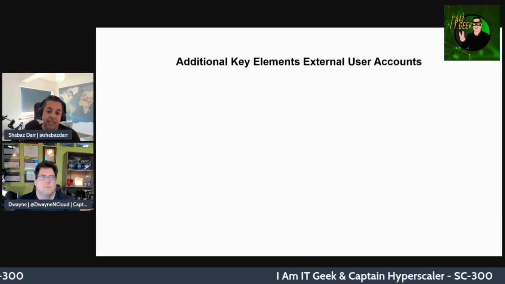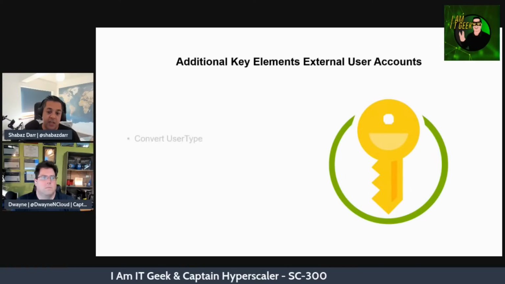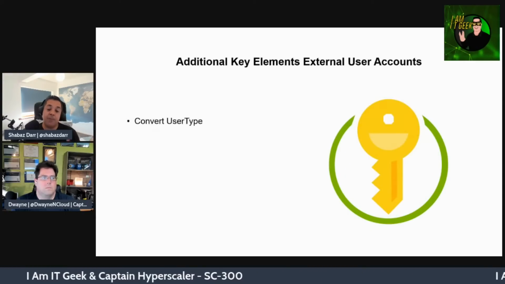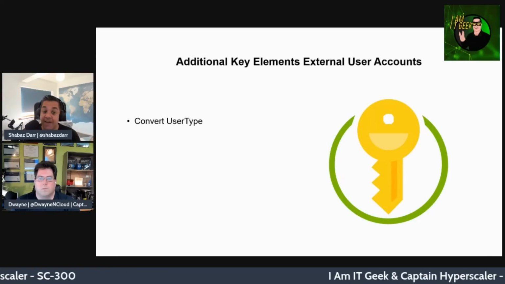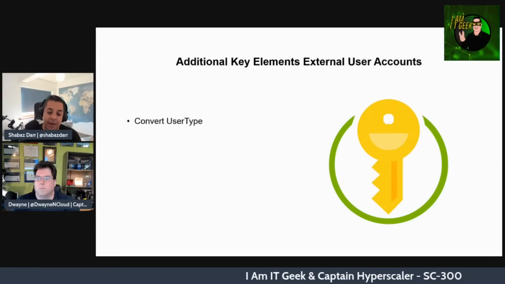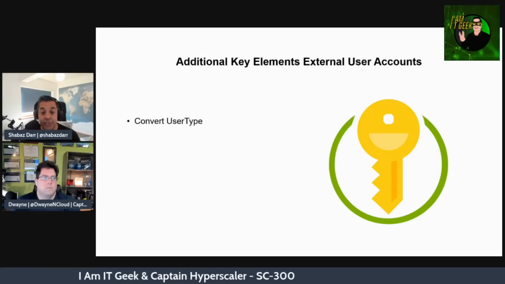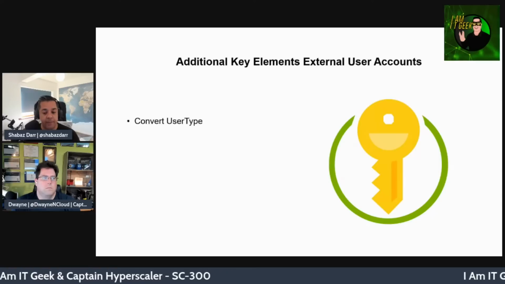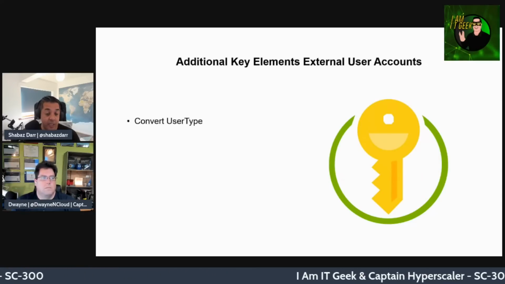So there are a couple of key elements around external user accounts I want to cover. We've first got convert user type. It is possible to convert user types from a member to a guest and vice versa. You do this via PowerShell. However, that user type property represents that user's relationship to the organization, so you do need to be careful. You should change the property only if the relationship to that user has changed.